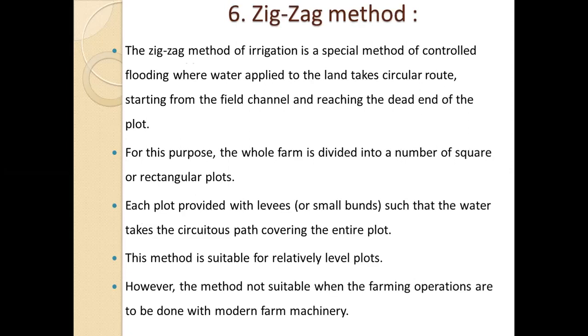The last method is the zigzag method. The zigzag method of irrigation is a special method of controlled flooding where water applied to the land takes a circuitous route starting from the field channel and reaching the end of the plot. For this purpose, the whole farm is divided into a number of square or rectangular plots. Each plot is provided with levees such that the water takes a circuitous path covering the entire plot. It is mostly suitable for relatively level plots. The method is not suitable when the farming operations are to be done with modern farm machinery.